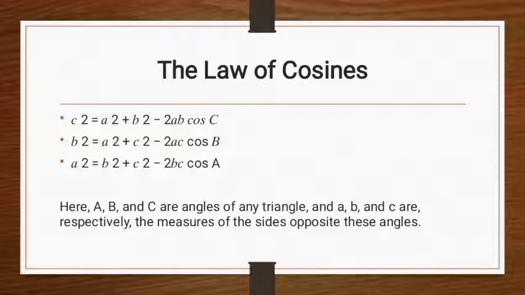The law of cosines: c squared equals a squared plus b squared minus 2ab cos C. Another formula: b squared equals a squared plus c squared minus 2ac cos B. And a squared equals b squared plus c squared minus 2bc cos A. Here, the big letters A, B, and C are angles of any triangle, and the small letters a, b, c are respectively the measures of the sides opposite these angles.